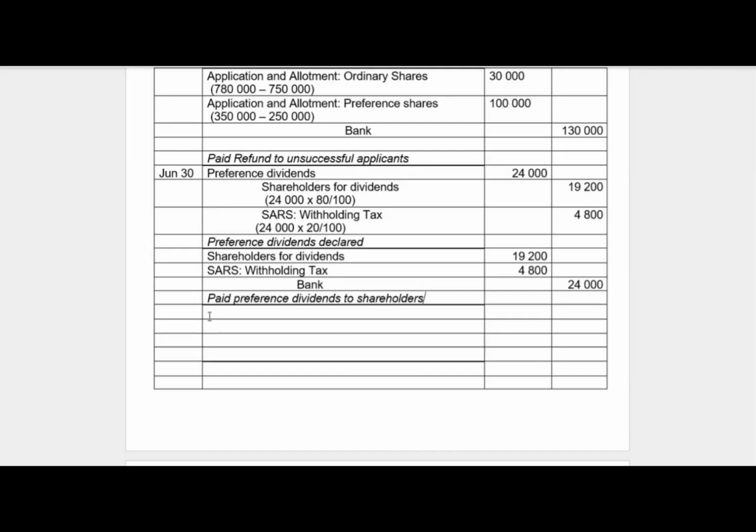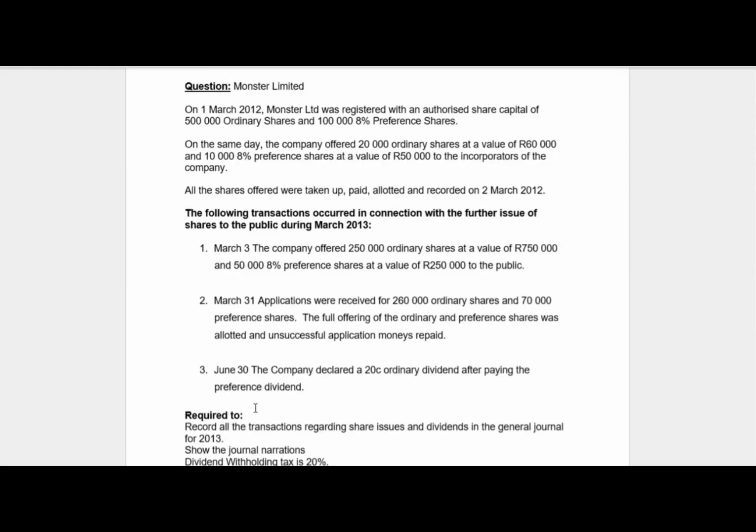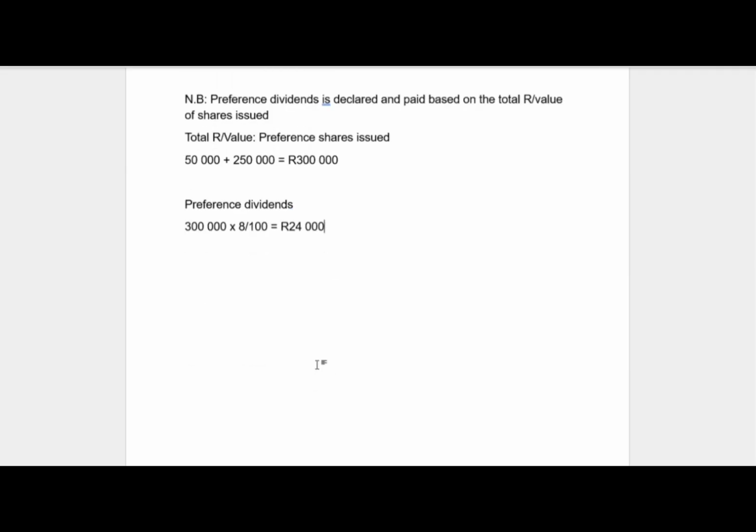And then now, because remember, ordinary dividends were declared after paying the preference dividends, so now we need to go and record the declaration of ordinary dividends. Right? So I'm going to go back to our worksheet. Let's work on the worksheet.